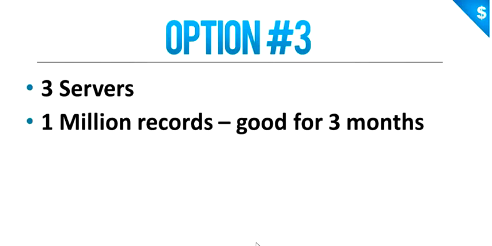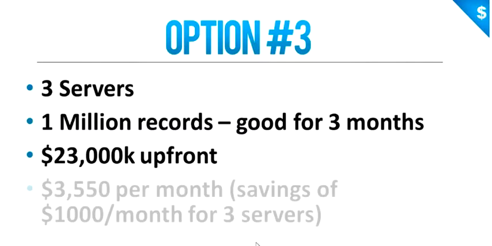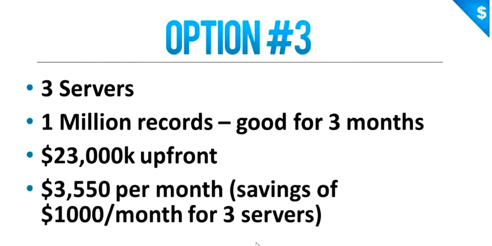You get 1 million records, so you would probably want to add about another 2 million records so that you could get each server up to 1 million apiece, like what we're doing. But this is going to be $23,000 up front, and then $3,550 per month, which is about a savings of $1,000 a month if you order 3 servers, which again, that's $1,000 a month profit basically that you're putting back in. That's not a cost. If you would decide to add servers later, it's a per server cost. So we can get discounts when you do more than one, basically. That's why you can get those savings.